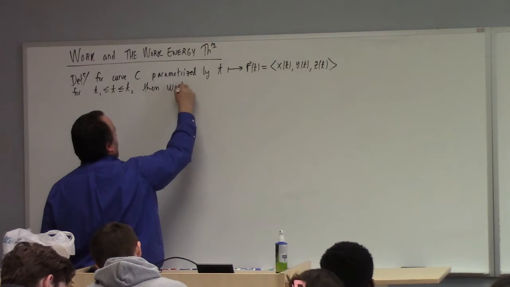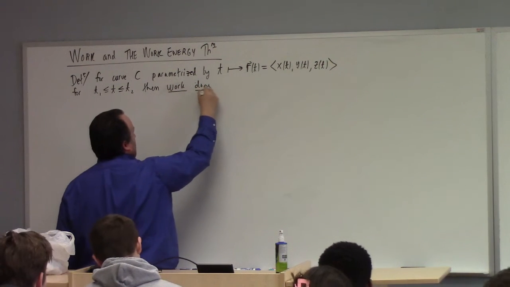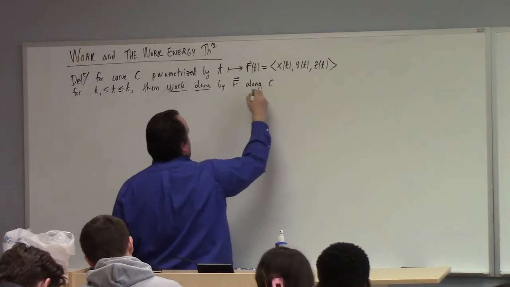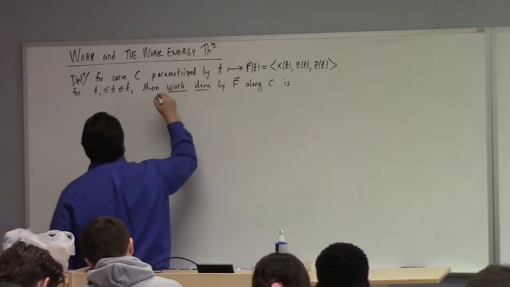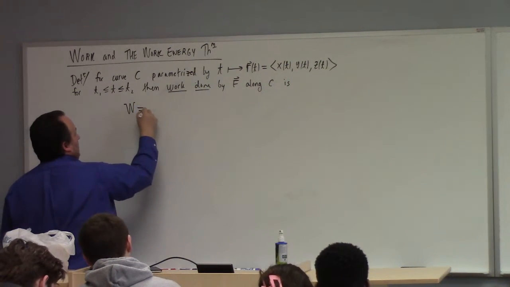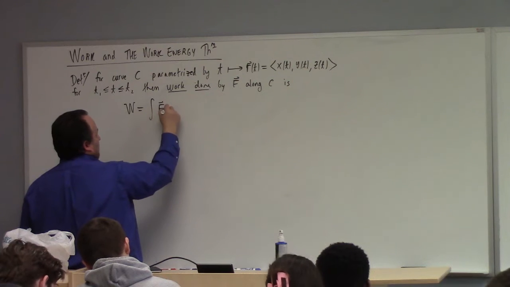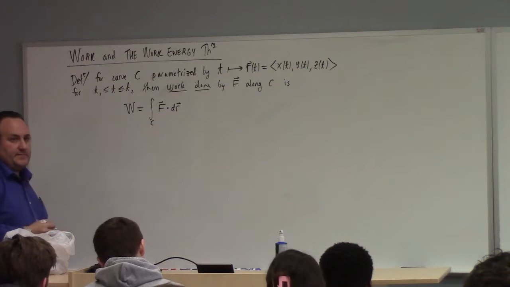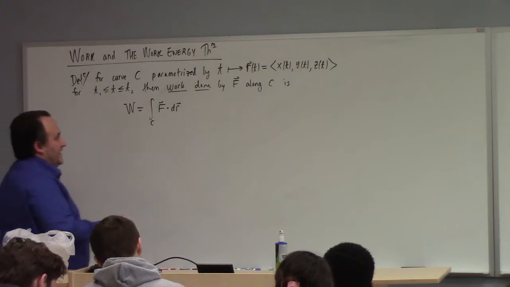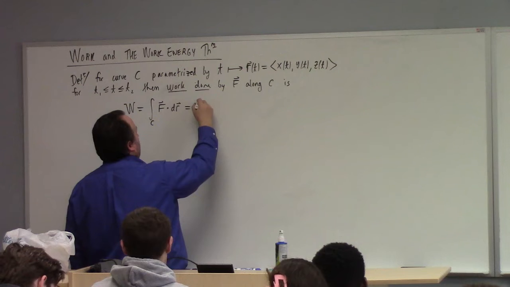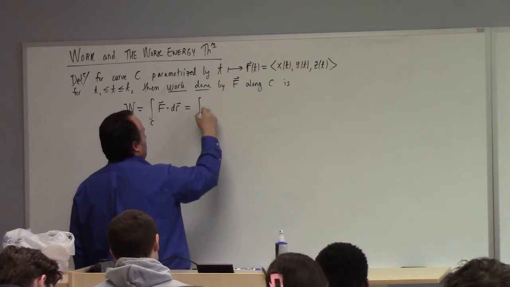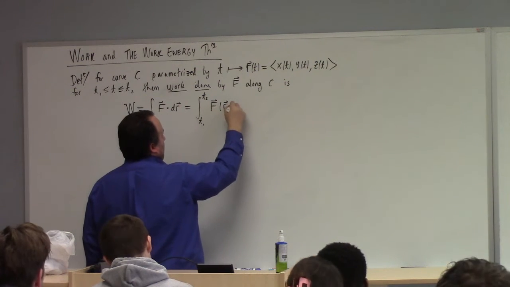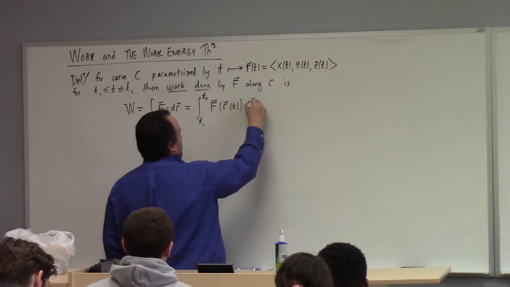the work done by F along C is W equals the integral of F dot dr. So this is just a notation for the work, all right? The integral of F dot dr. And specifically how that's calculated is the integral from t1 to t2 of F of r of t dotted with dr dt.